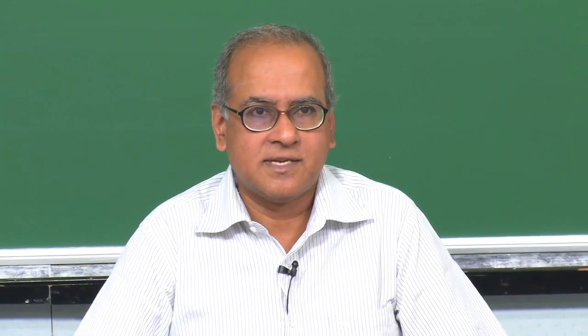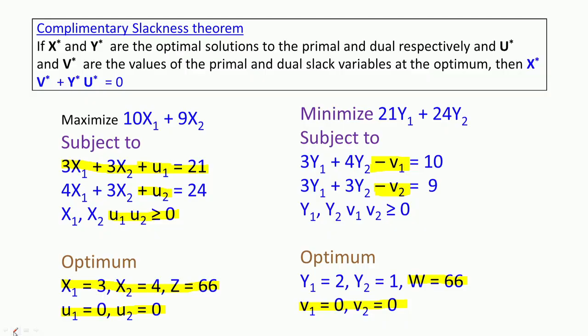In this class we start with the complementary slackness theorem, which says if x star and y star are optimal solutions to primal and dual, and u star and v star are the values of the primal and dual slack variables at the optimum, then x star into v star plus y star into u star is equal to 0.